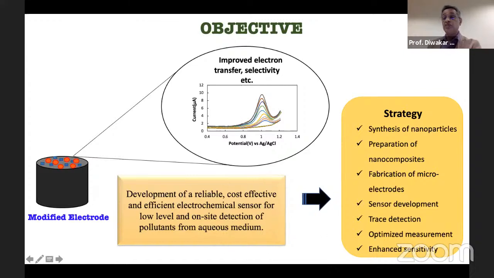The strategy was very simple: synthesizing the material and the composites, then the fabrication of the microelectrodes, and then the sensor development for trace detection, optimizing the data and all that, and trying to see the enhanced sensitivity. So this is the strategy that we have adopted.